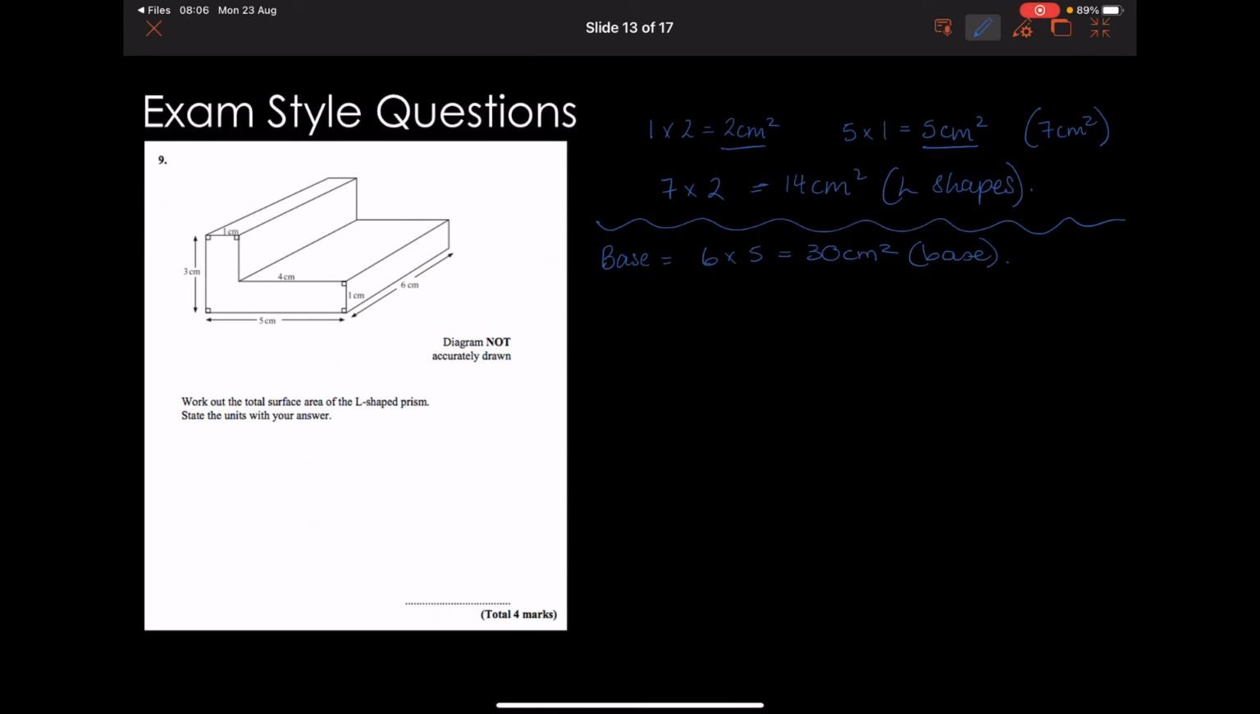Now, the back, meaning this bit here going across there, behind, at the back, is 3 times 6, because 6 is this length here, which means it's also going to be this length here. And I need to work out the back of the shape. So 3 times 6 is 18, so that's going to be 18 centimetres squared for the back.